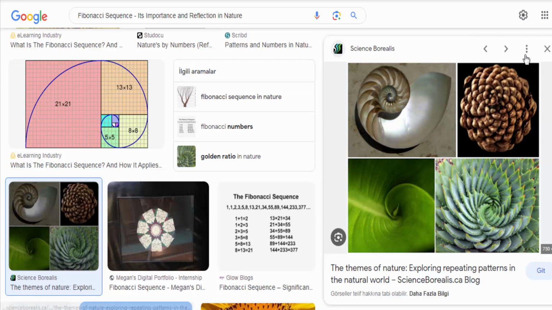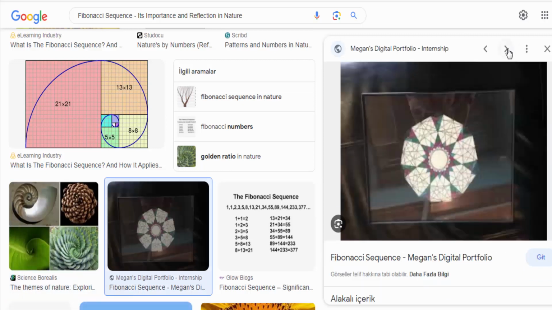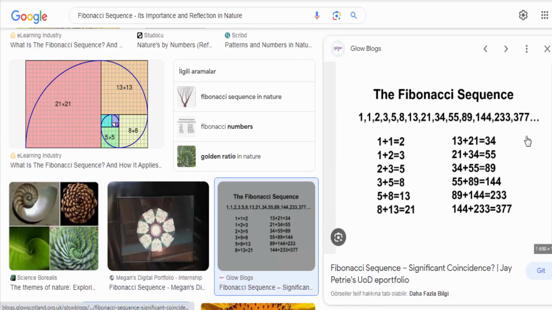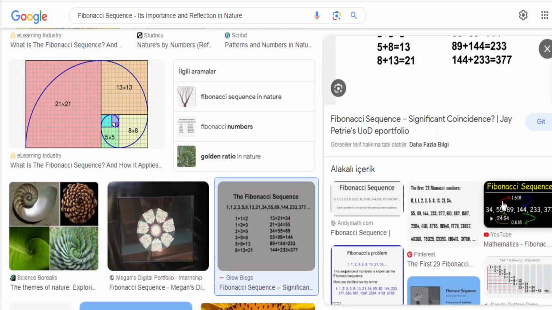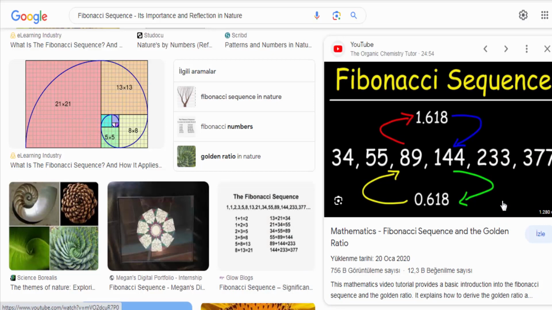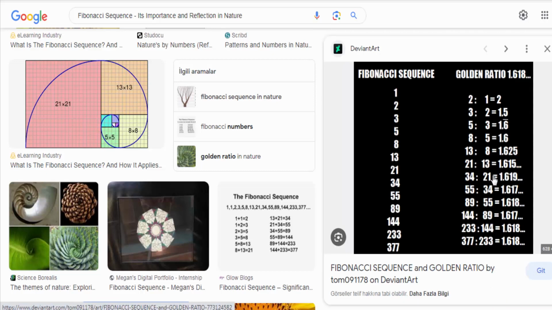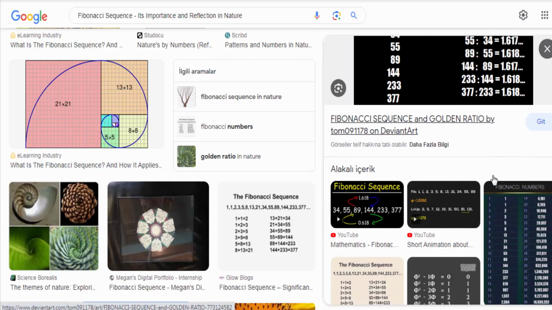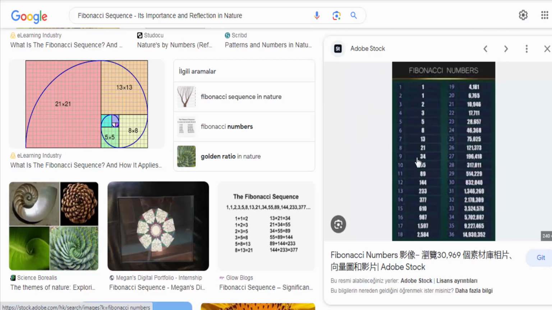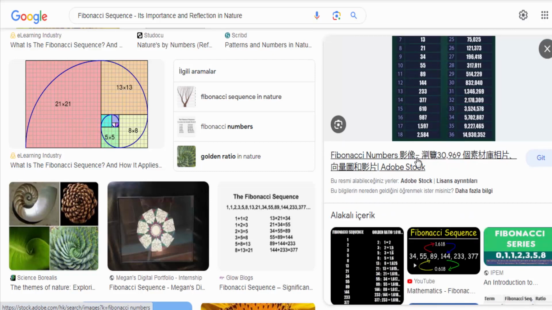Importance in mathematics. The Fibonacci sequence is a fundamental concept in number theory and has numerous mathematical properties and relationships. It exhibits intriguing patterns and connections to other mathematical concepts. For instance, the ratio of consecutive Fibonacci numbers approaches the golden ratio, approximately 1.618, which has its own mathematical and aesthetic significance.